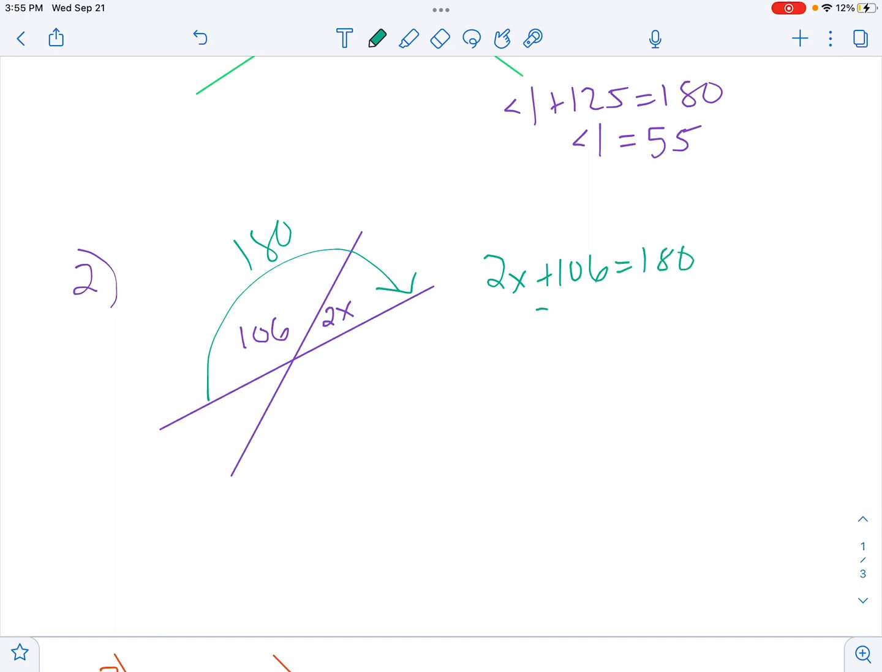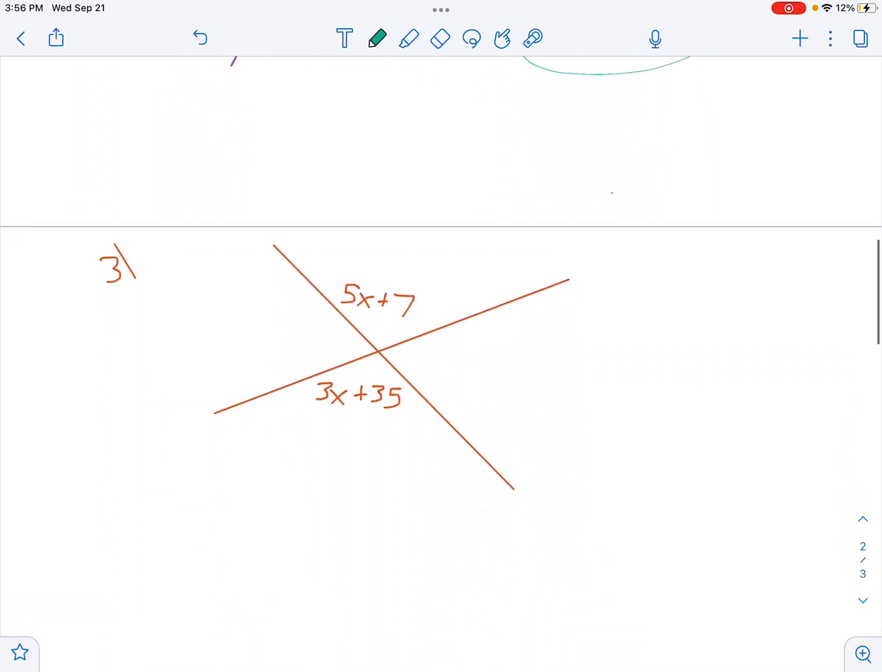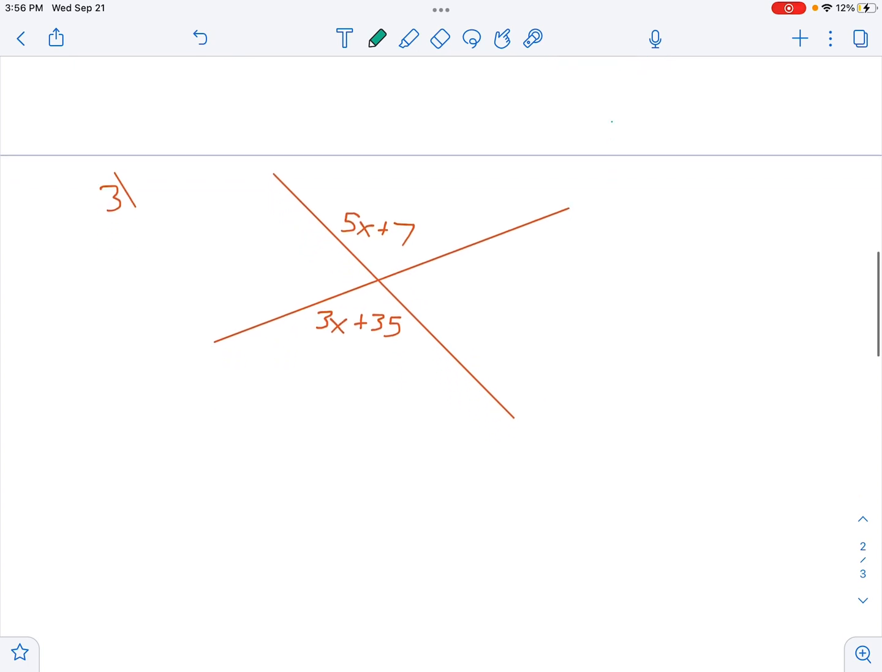So I'm going to solve by subtracting 106 from both sides to get 2x equals 74. I'm going to divide each side by 2 to get x equals 37. Now remember, that is x, not the actual angle. If I needed the actual angle, I would plug it in for x to get 74. Go ahead and pause the video and try this one.